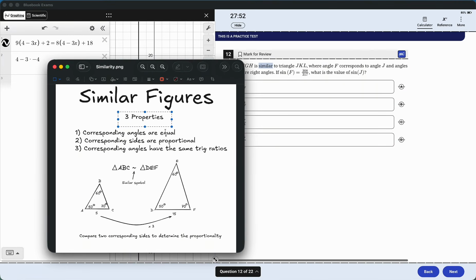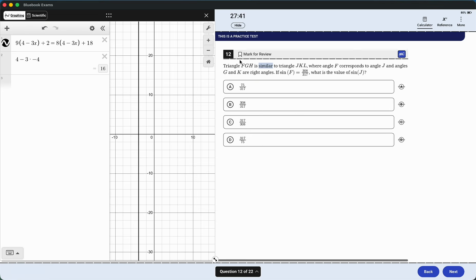First one, corresponding angles are equal. That's a common question you get. Corresponding sides are proportional. This is the money one for this problem. Corresponding angles have the same trig ratios, right? So FGH is similar to JKL.